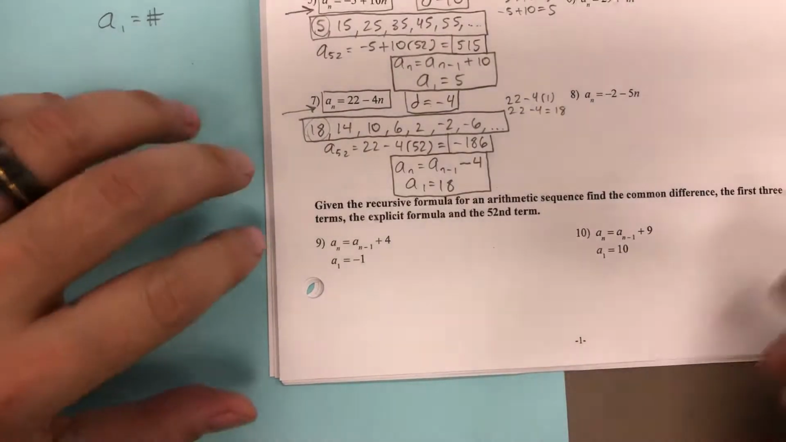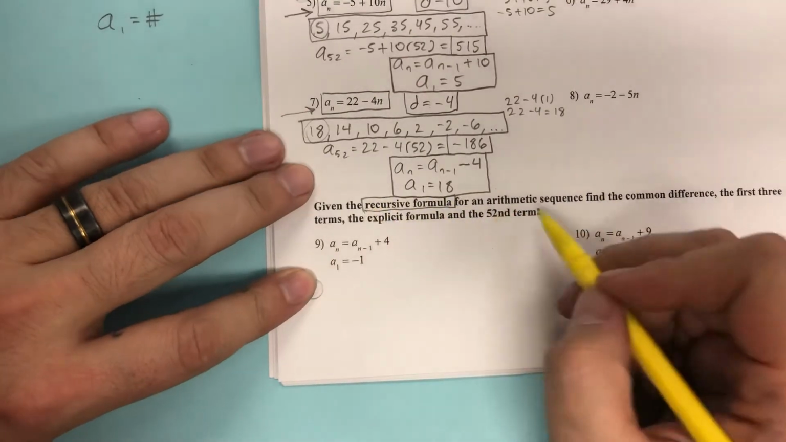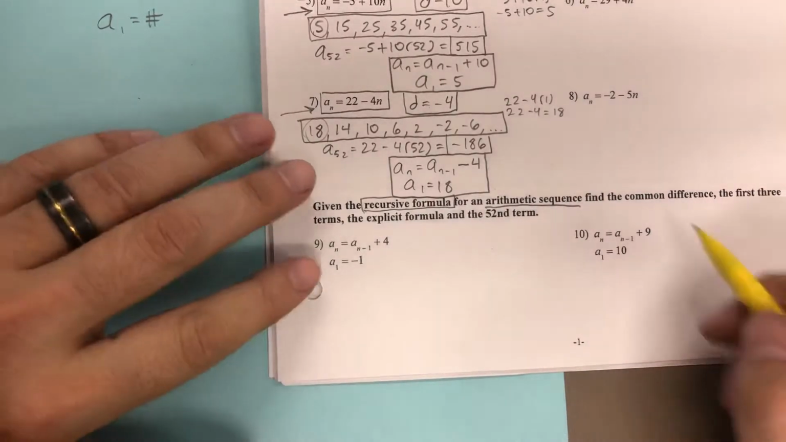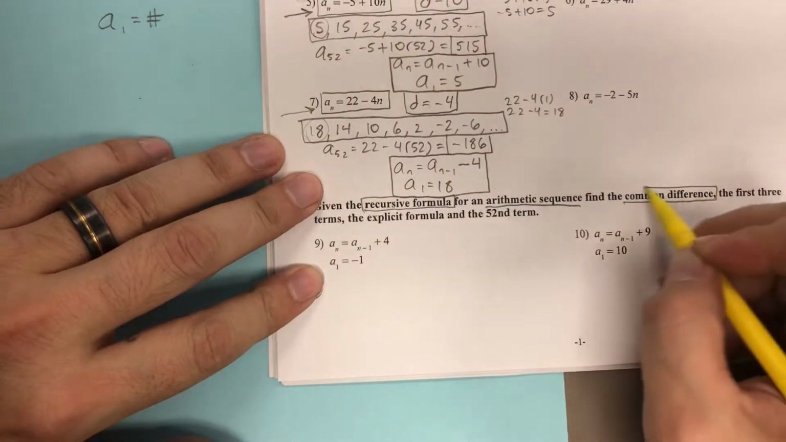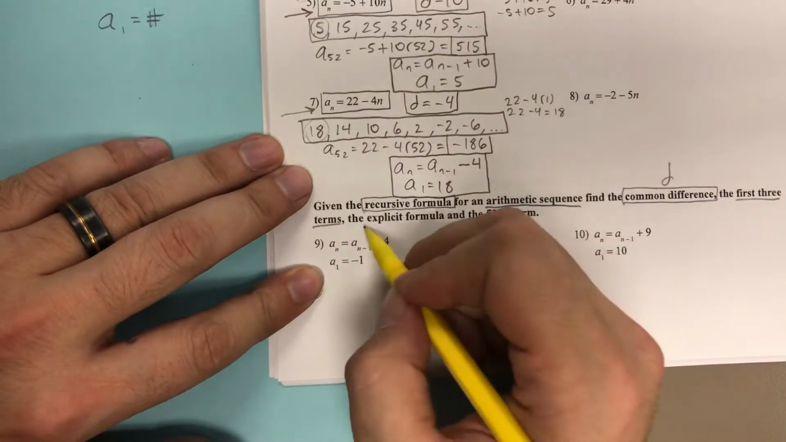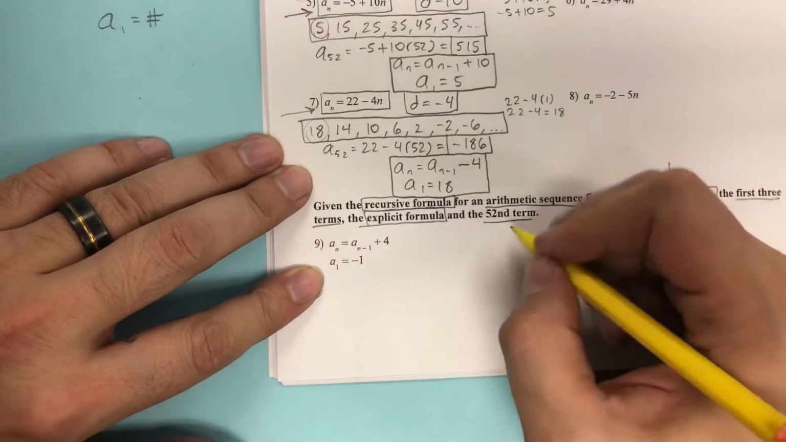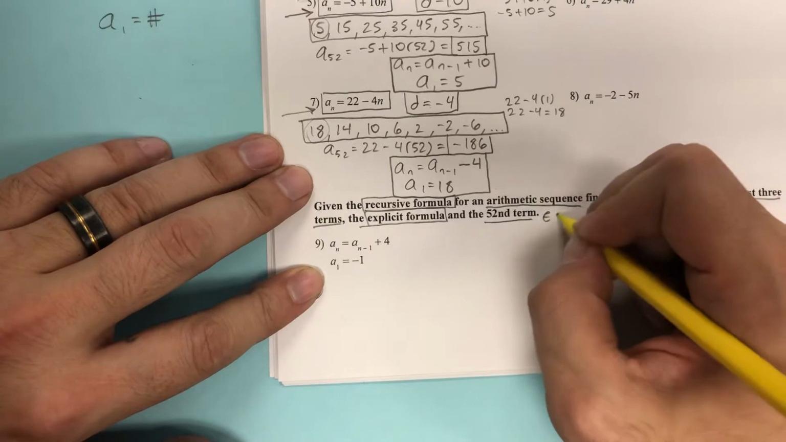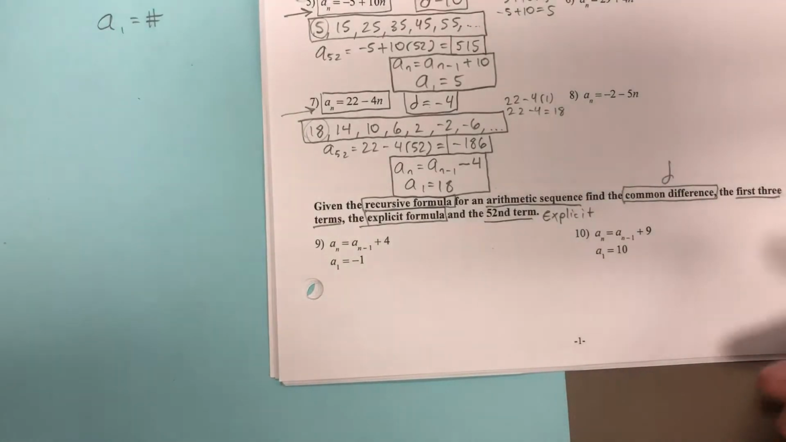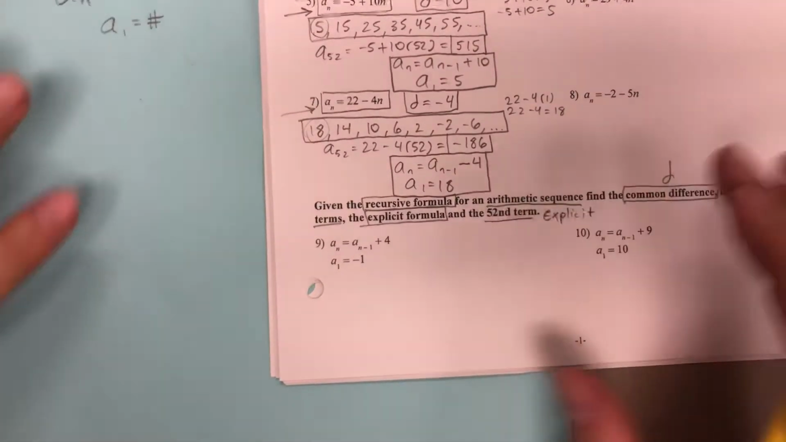So recursive formulas for arithmetic sequences. They give us the recursive formula. We know it's arithmetic, so it keeps adding or subtracting by the same number. We need to find the common difference, in other words, the value d, find the first 3 terms, and then write up the explicit formula, and find the 52nd term. To find the 52nd term, I plug 52 into the explicit formula. All right, let's answer all of these questions one by one.